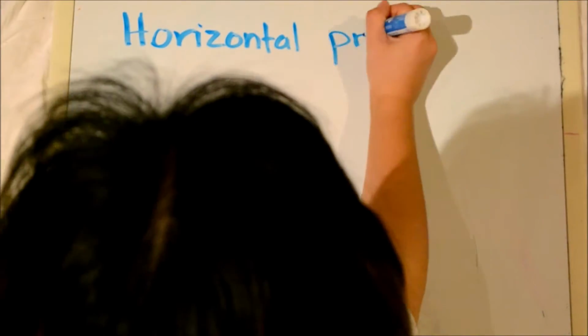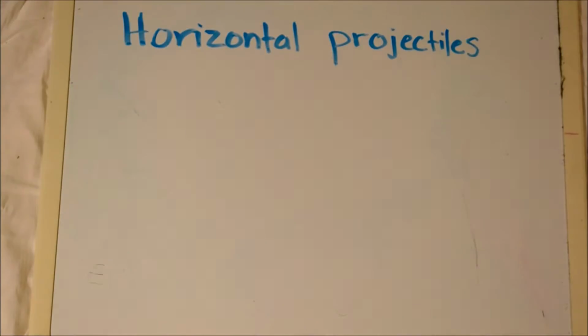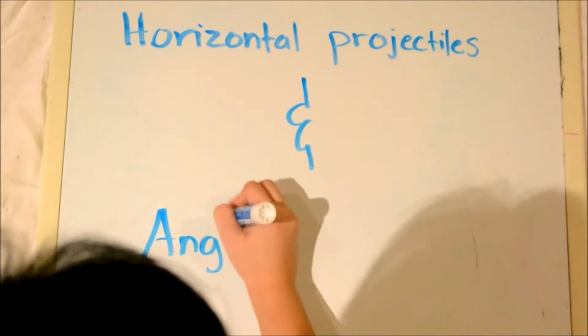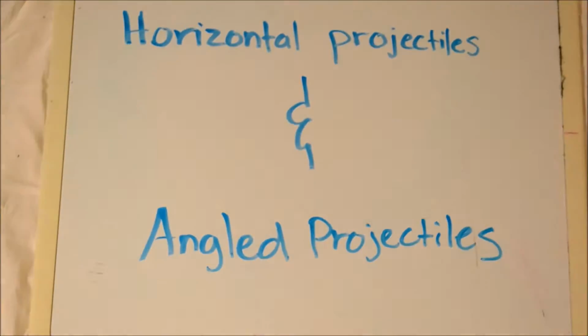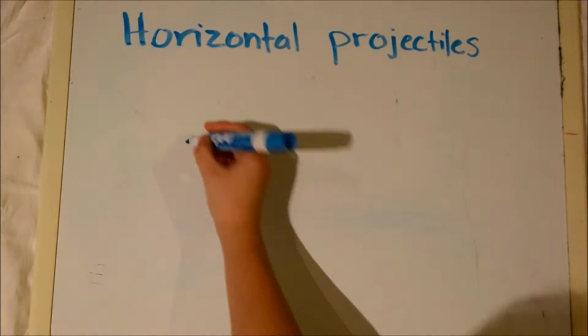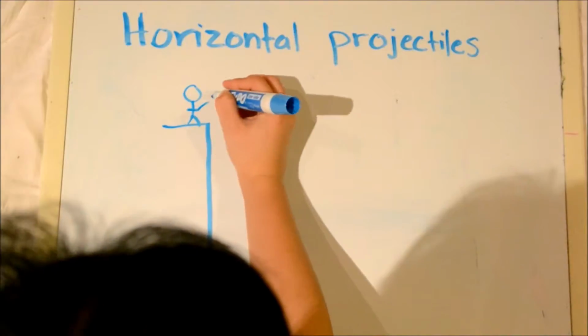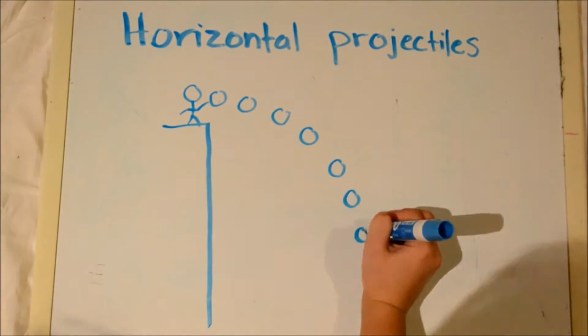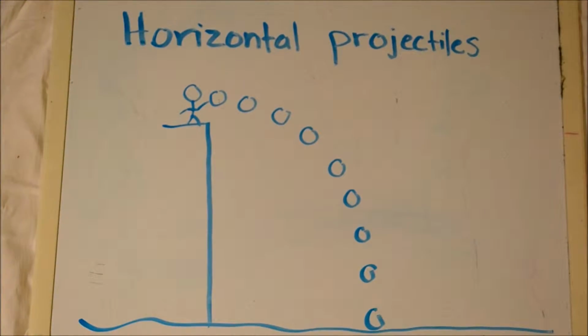Now there are two different types of projectiles we're going to be talking about, horizontal projectiles and angled projectiles. A horizontal projection is where it has an initial horizontal velocity and would look something like this, where the initial height is higher than its final height.